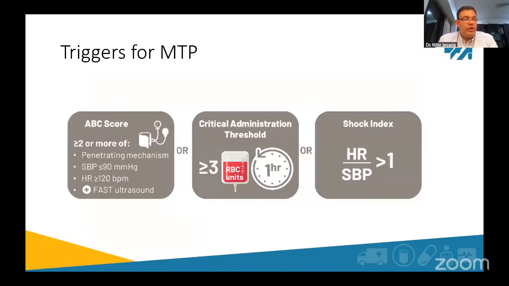Typical triggers that we know of, which have some evidence behind them, are the ABC score, where you have any 2 of these features. You can also trigger if you're needing more than 3 units. And the most basic is the shock index. Again, like I mentioned, it's a local protocol, so these triggers are local. They should be signed off and agreed. Obviously, if you don't have that, you need to have it at least in your emergency department, where you know that these are the things. It would be the same whether it's a trauma patient, a massive hematemesis, an ectopic, or a postpartum hemorrhage, any blood loss.